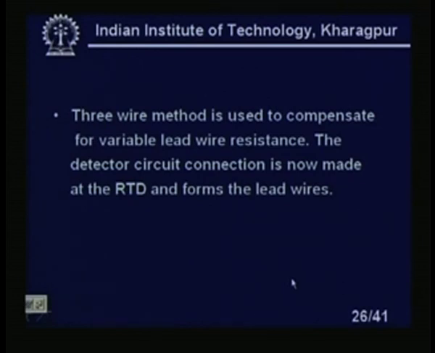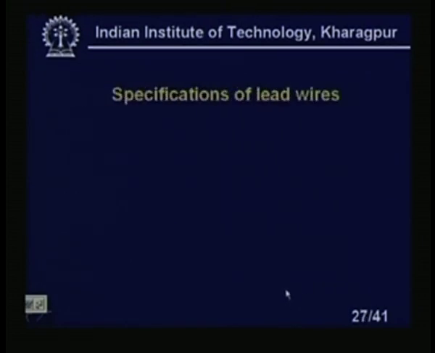The three-wire method is used to compensate for variable lead wire resistance. Now, the detector circuit connection is made at the RTD and forms the lead wires. But the lead wire resistance will remain in the case of the three-wire method. So, even though the contact resistance problem is overcome, self-heating error will be inherent, as well as lead wire errors, in the three-wire method of RTD.